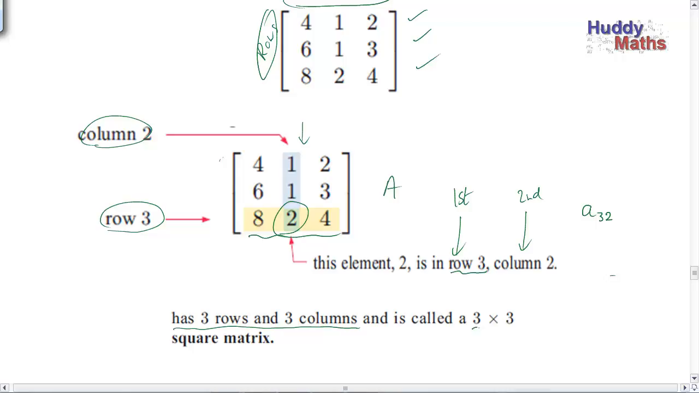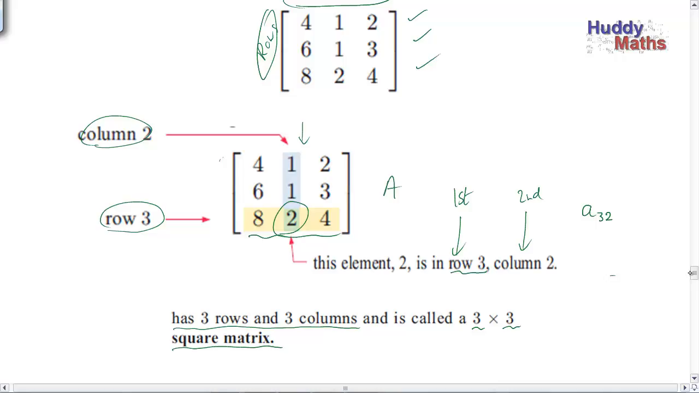So we call it a 3 row by 3 column square matrix. Same both ways around. Length by breadth, it's the same if you like. So it's a rectangular array, and a square is a special example of a rectangle, isn't it? It's a rectangle with equal sides.